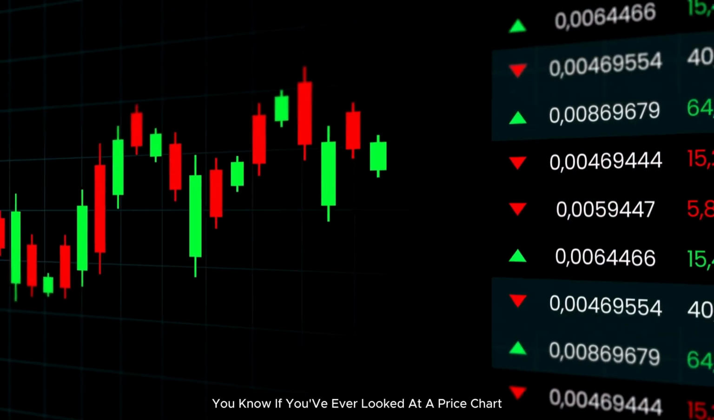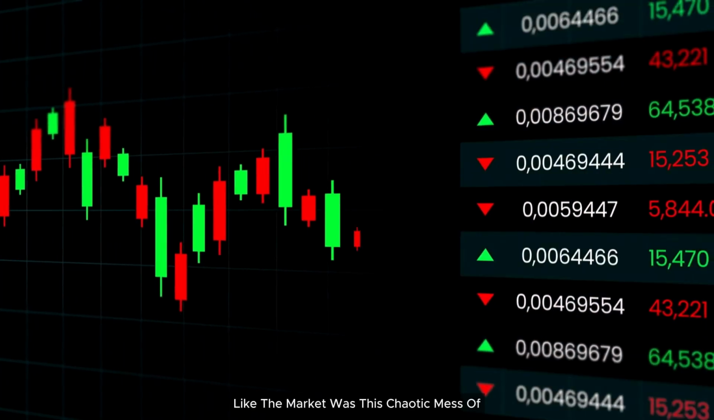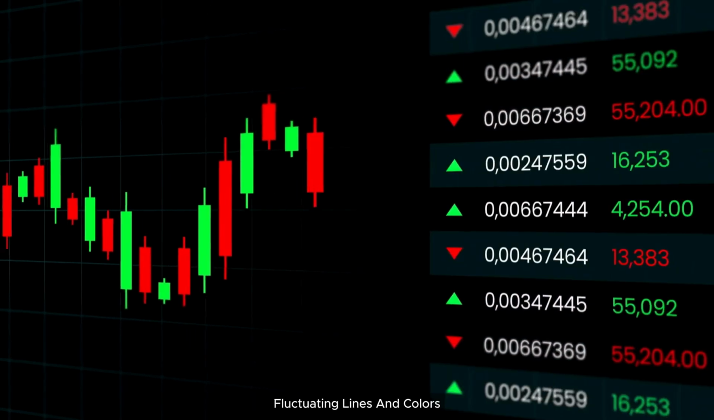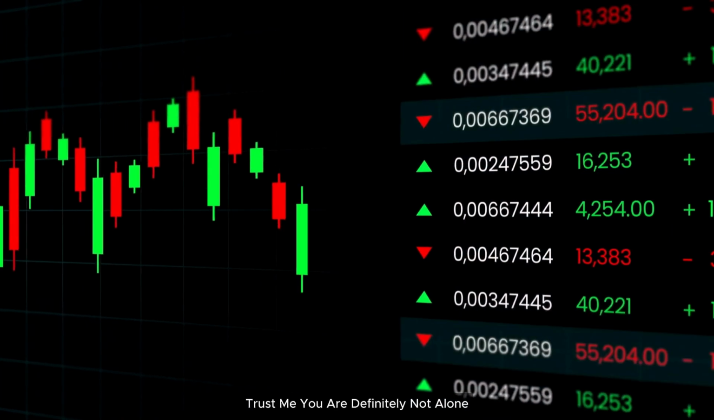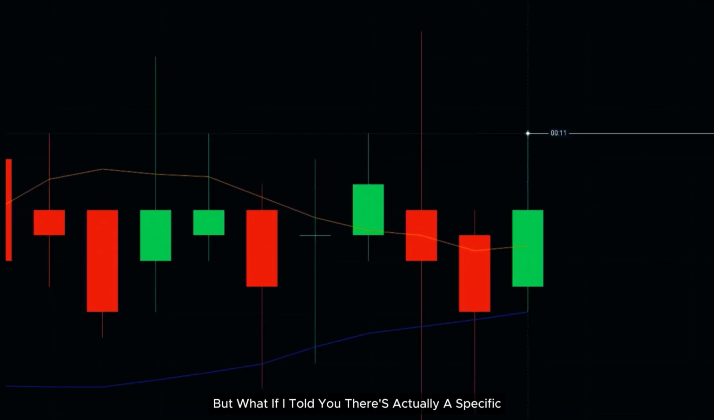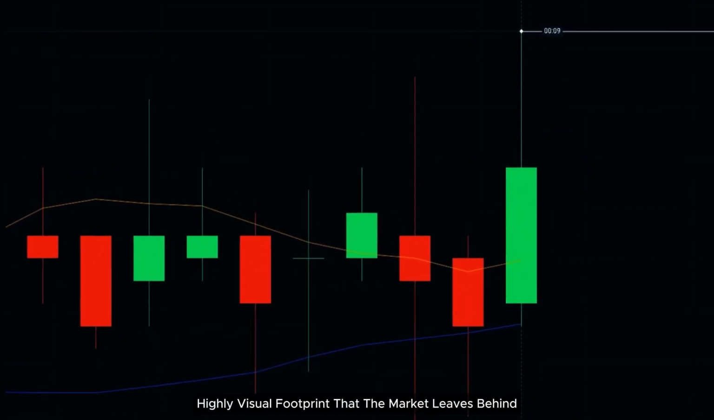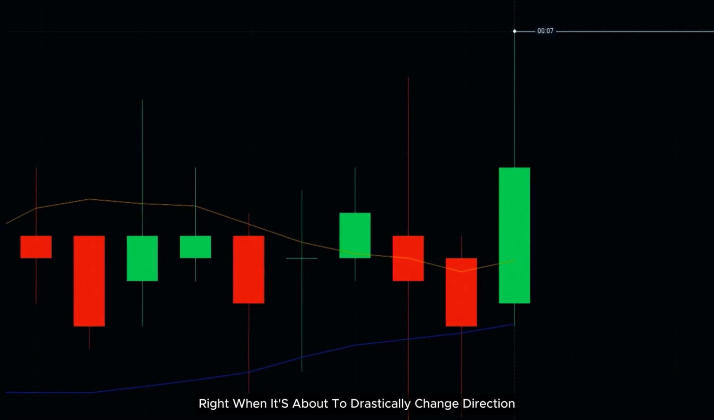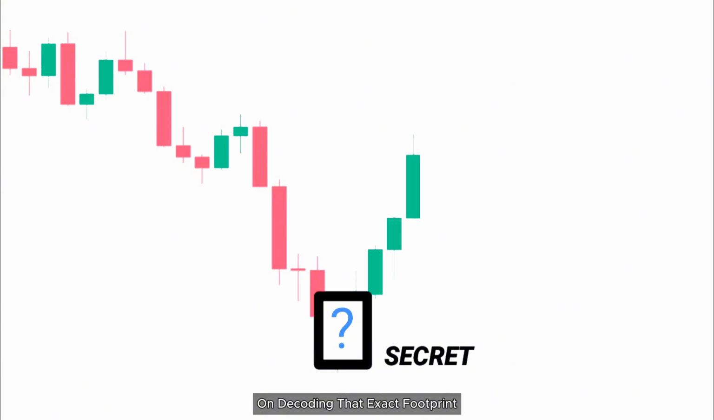If you've ever looked at a price chart and just felt like the market was this chaotic mess of fluctuating lines and colors, trust me, you are definitely not alone. But what if I told you there's actually a specific, highly visual footprint that the market leaves behind right when it's about to drastically change direction? Well, today we're focusing entirely on decoding that exact footprint.